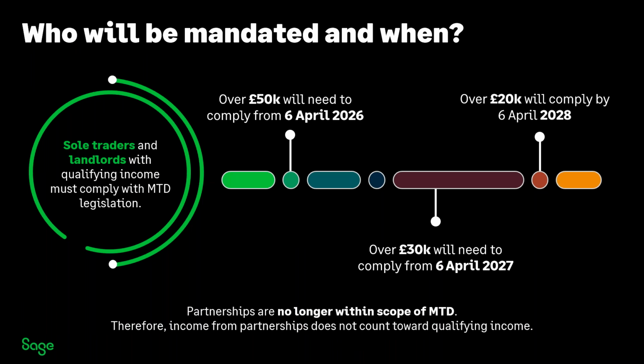So in December 2022, the government announced a phased approach to MTD for income tax self-assessment from April 2026 rather than April 2024. So this will begin with self-employed individuals and landlords with income over £50,000 from April. And then from April 2027, that'll roll out to those with an income between £30,000 and £50,000. And the rollout to businesses over the 20,000 threshold will begin in April 2028.